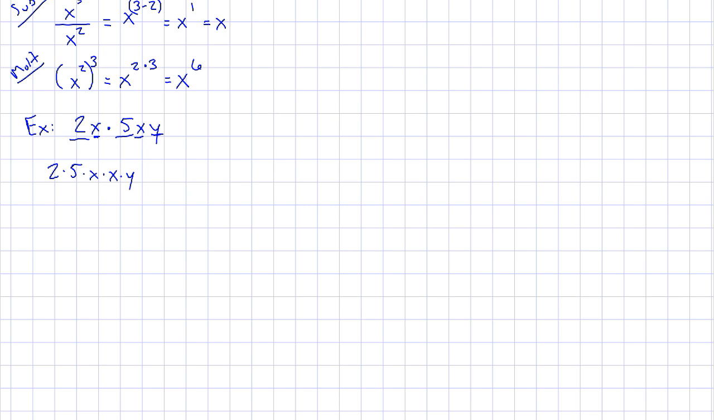So 2 times 5 is 10. x times x, because there's an imaginary 1 in the exponent for both of those, 1 plus 1 is 2, so that's x squared. And then there's nothing I can do with the y. It doesn't have anything that's the same base, so it just gets tacked onto the end there. Let's do another example.